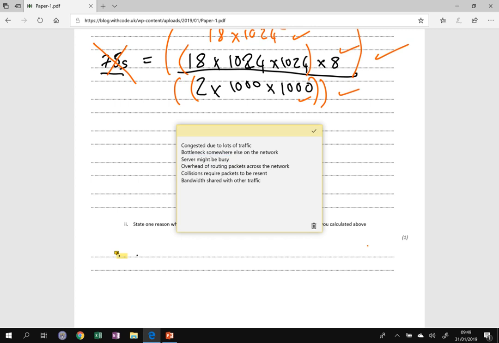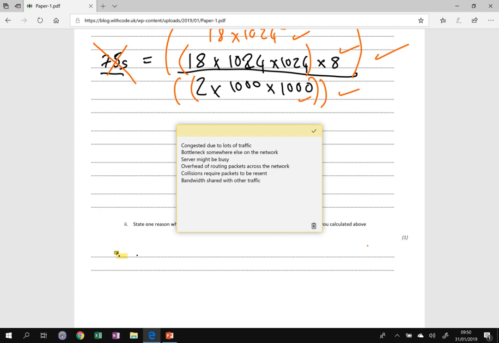This says overhead of routing packets across the network. So overhead means additional task. Routing means finding out which direction to go. So think of this like a year 7 taking longer to go from one side of the school than a year 11, because the year 11 knows where to go and the year 7 has to look at a map or ask someone else. If you have to work out which direction to send your traffic across a network, it might take a little bit longer to send.